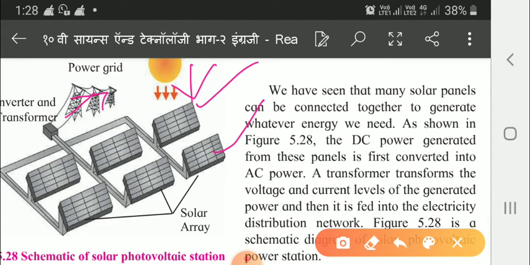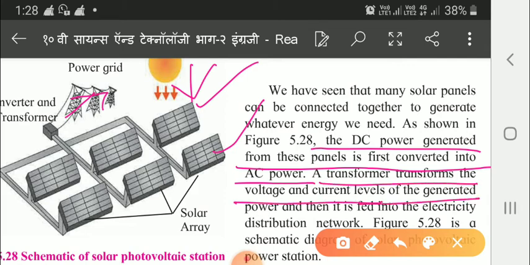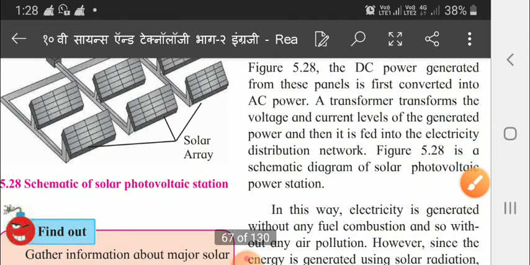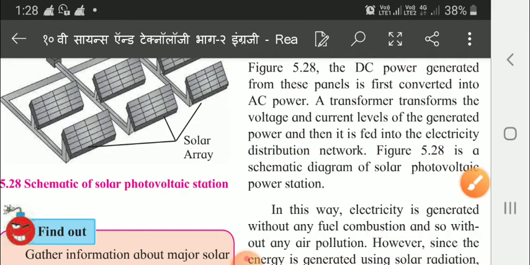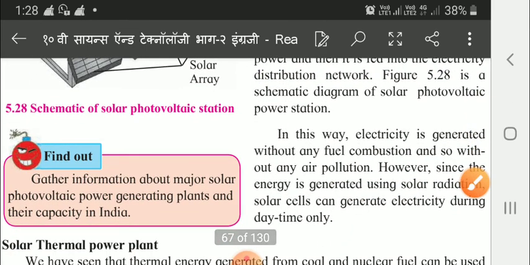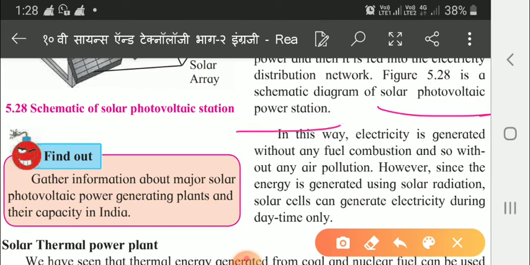Now children, we have already seen that many solar panels can be connected together to generate the energy we need. The DC power generated from these panels is first converted to AC power. A transformer transforms the voltage and current level of the generated power, and then it is fed into the electricity distribution network. So this is a solar photovoltaic power station.